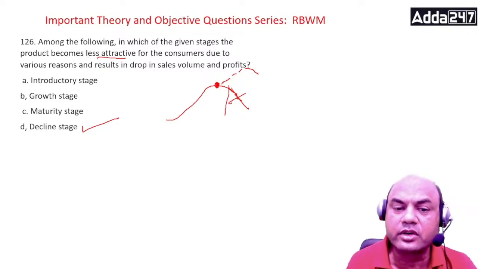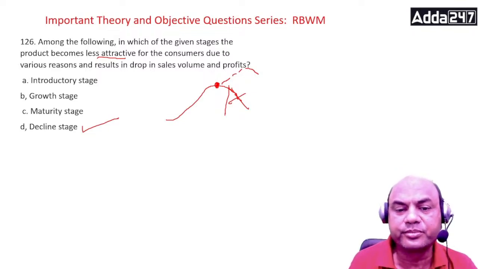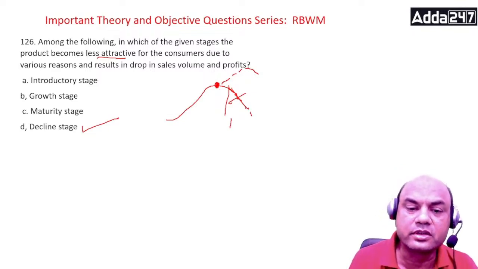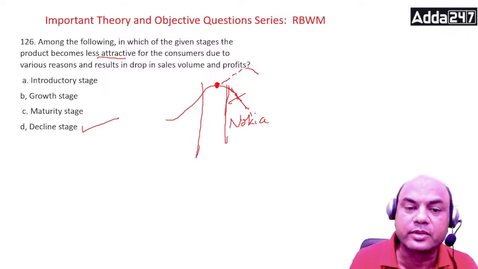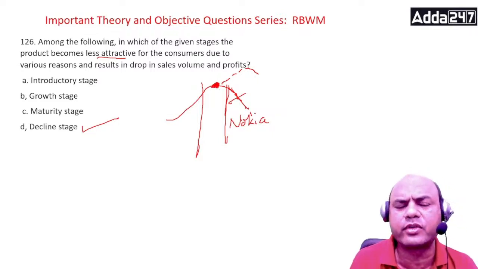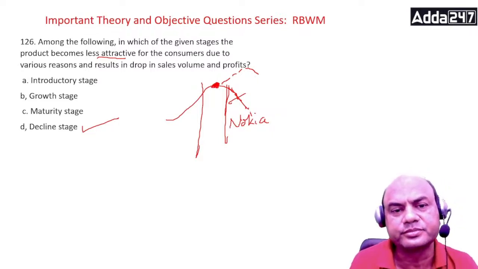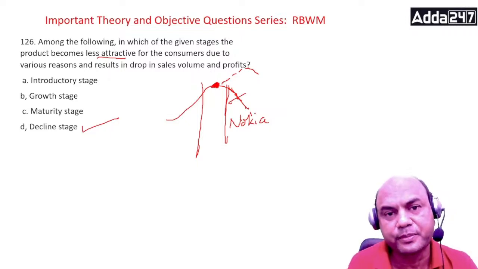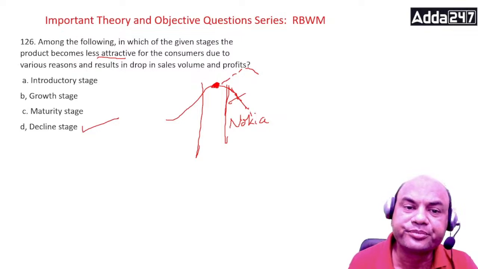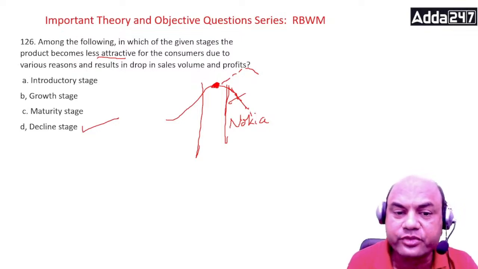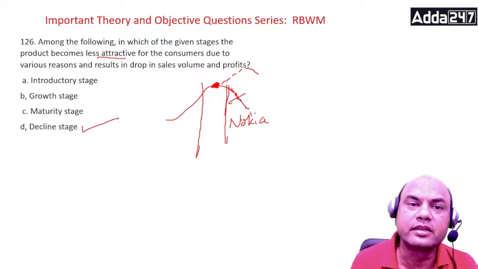Which product has gone into this decline phase? Do you know? Nokia phones. Nokia phones were once at this level, peak level, right? Every phone in our country was Nokia. Every phone, almost. Today, where is Nokia? Gone, decline. Why? They didn't look at these new features coming in.